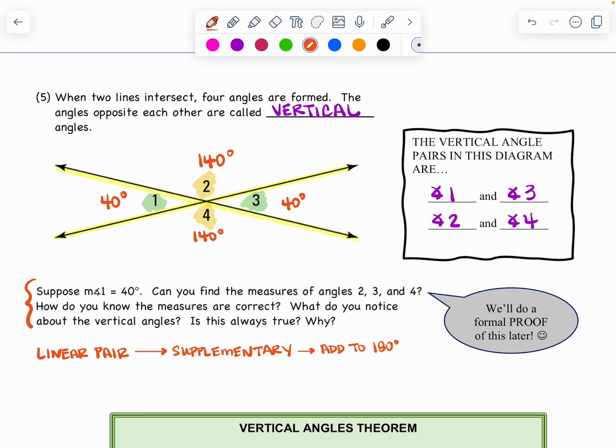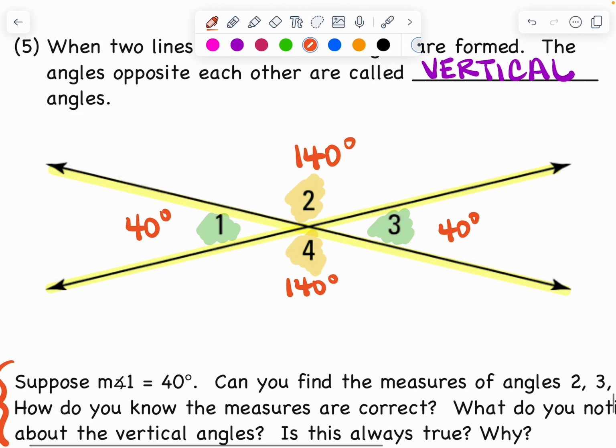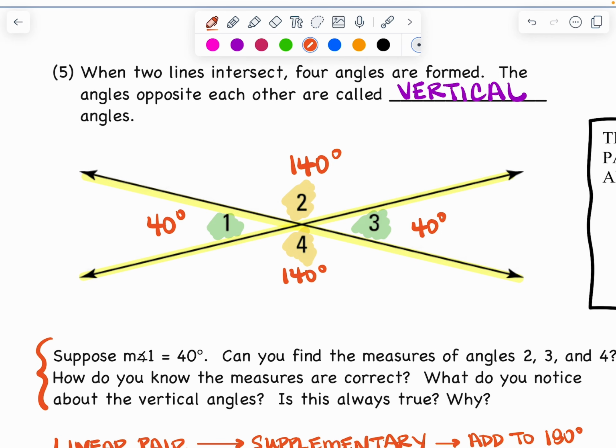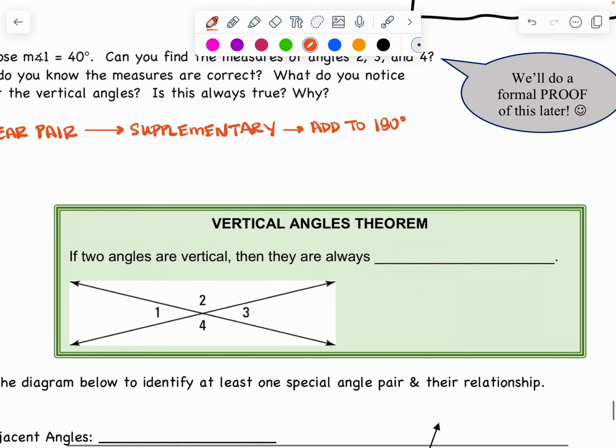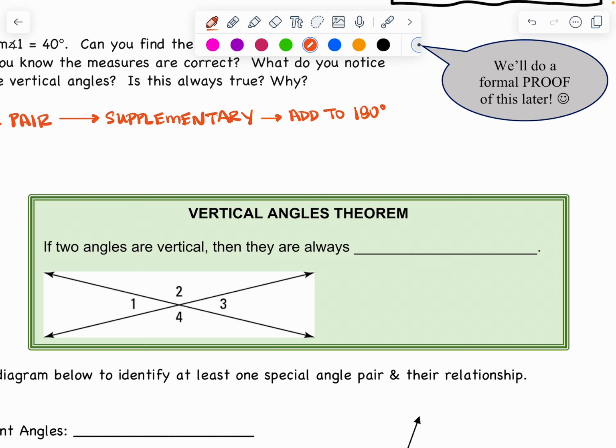Now I want to talk about what we've just proven here. Look at our vertical angles. What relationship do you notice? Angles 1 and 3 are a pair of vertical angles, and they are both 40 degrees. So they have the same measure, which means we would call them congruent. And angles 2 and 4 are vertical angles, and they are clearly congruent because they have the same measure. That brings us to our very first major theorem, which says if 2 angles are vertical, then they are always congruent.